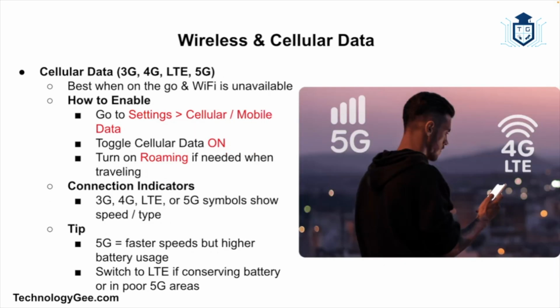All right, so the next way people connect is through cellular data. Sometimes you're on the go and Wi-Fi is not available, and that's where your mobile carrier's data network comes in. And how do you enable this? Really simple. Just go to settings, cellular or mobile data, turn it on, ensure that roaming is enabled if traveling, depending upon your plan. And basically, you're going to see symbols like 3G, 4G, LTE, or 5G in the status bar to indicate your connection speed.